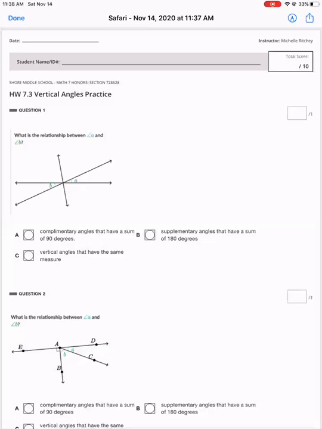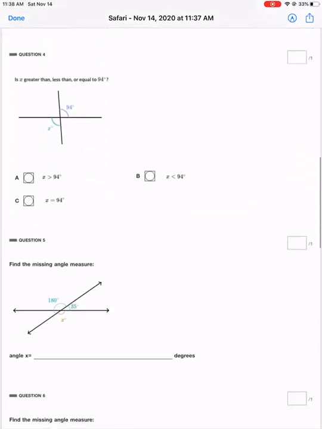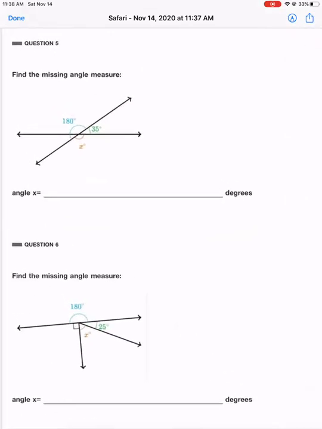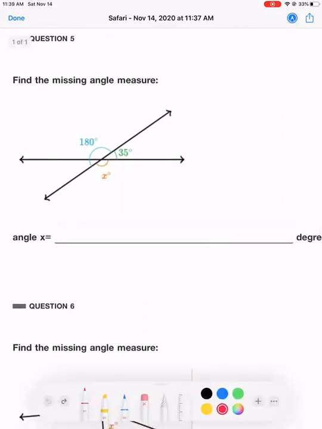Let's take a look at some of the questions on homework 7.3. I'm actually going to skip down to question 5, where we start having to find missing angle measures. So let's take a look at number 5. I'm trying to find the measure of angle X. So let's see what I'm given.